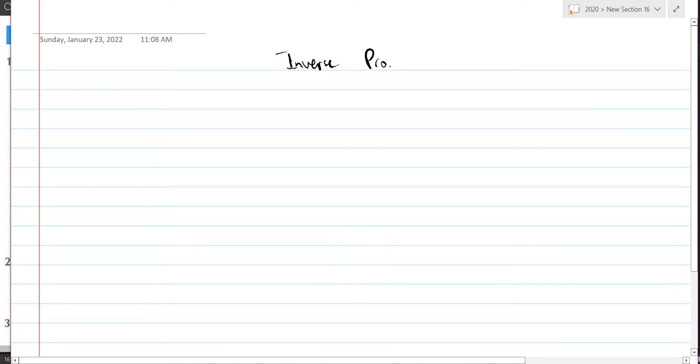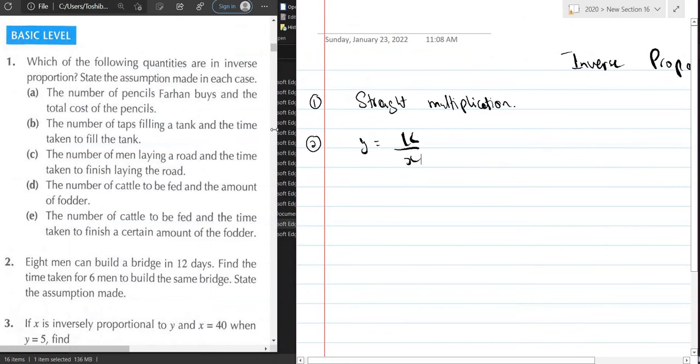So in today's class, the topic that we are going to be covering is inverse proportions. Just like we had solved direct proportion, in order to solve inverse proportion, you have two methods as well. One method is called straight multiplication. In direct proportions, you had cross multiplication. In inverse proportion, you have straight multiplication. And the other is using the formula, which is y equals k upon x. If y is inversely proportional to x, you will write y equals k upon x. Now let us jump into the questions.